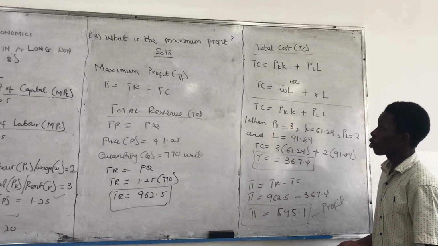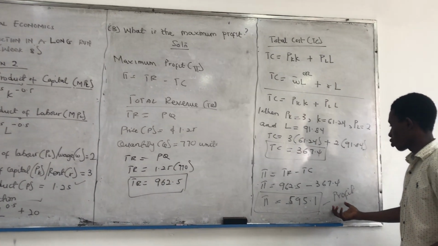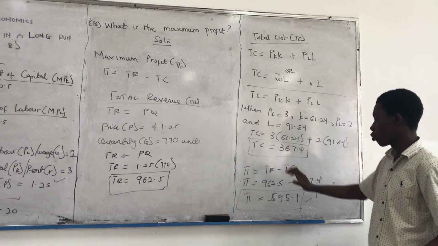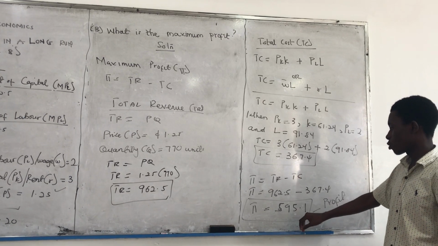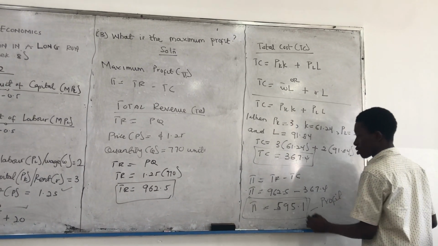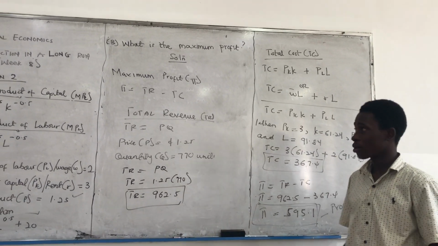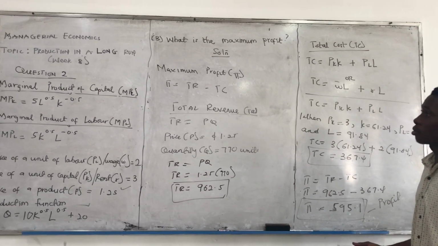So what is the maximum profit? So this is the maximum profit. This is the profit enjoyed by Gideon, 595.1. So basically in the long run, production in the long run, this is how we go about it.